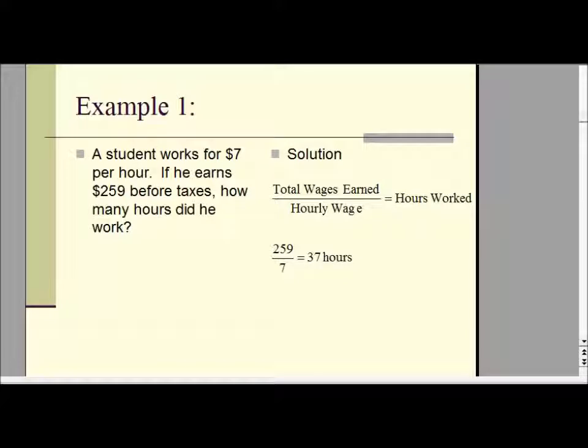Example 1. A student works for $7 per hour. If he earns $259 before taxes, how many hours did he work? The solution is the total wages earned divided by the hourly wages equals the hours worked. 259 divided by 7 equals 37 hours.